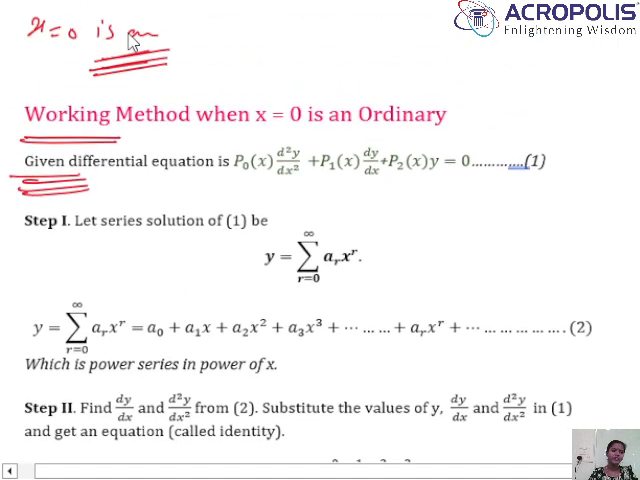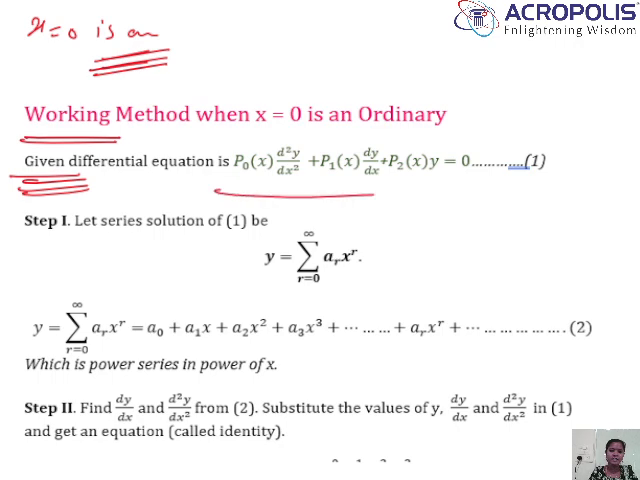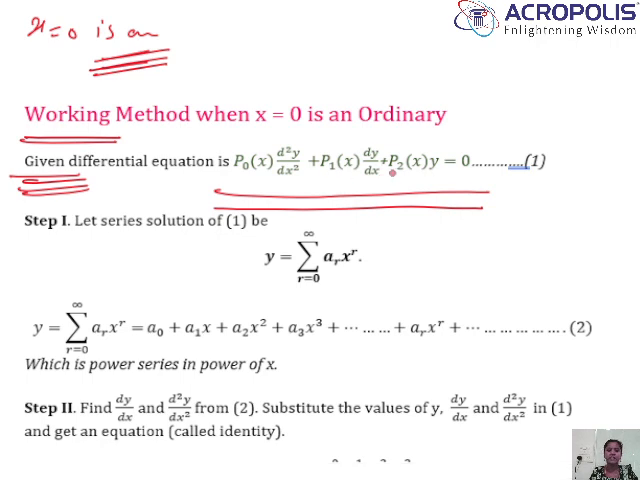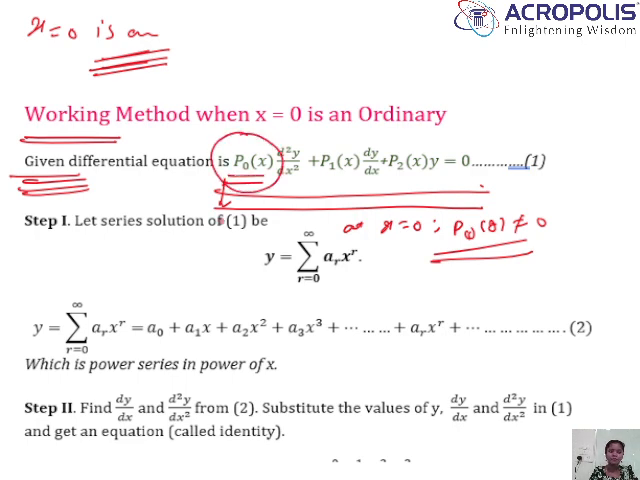Now see, the given differential equation is in the form, as you know, equation number 1: p0(x) d2y/dx^2 plus p1(x) dy/dx plus p2(x) y equals 0. First of all we will check at x equals 0 that p0(0) is not equal to 0. When you substitute x equals 0 in this term and you get a value not equal to 0, then you can say that x equals 0 is an ordinary point.